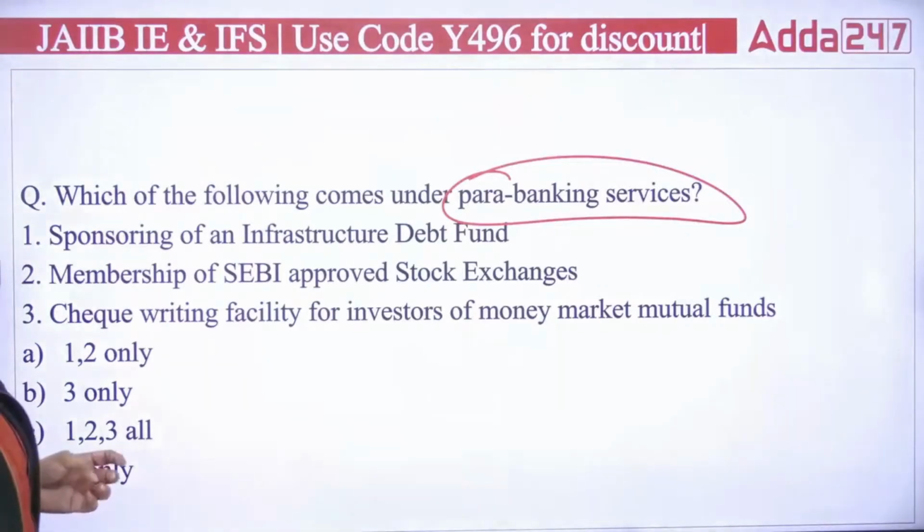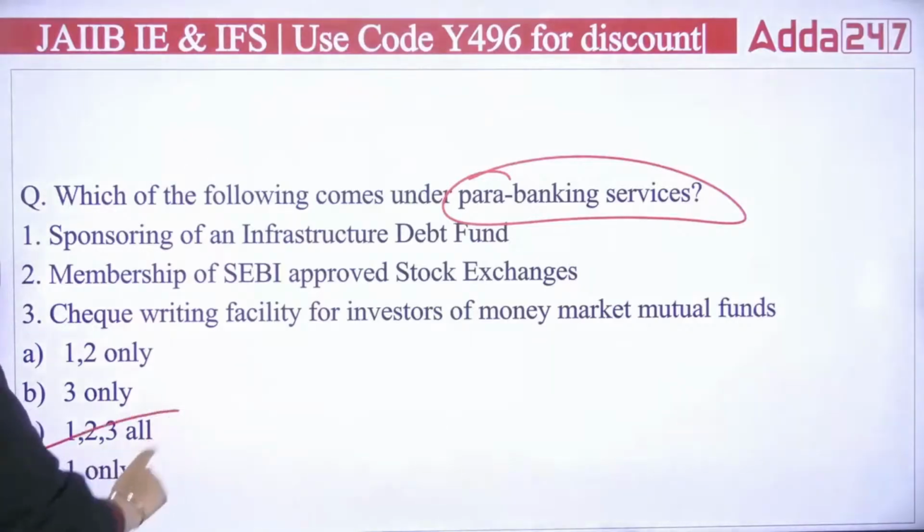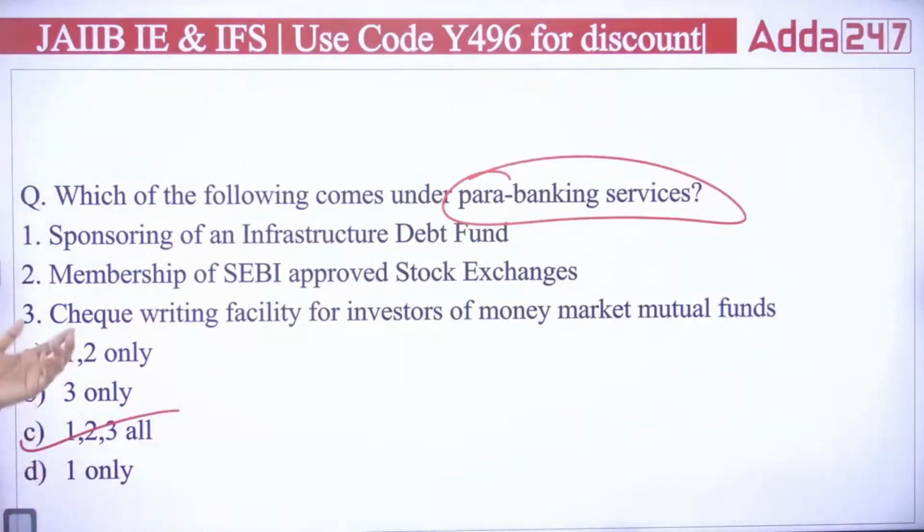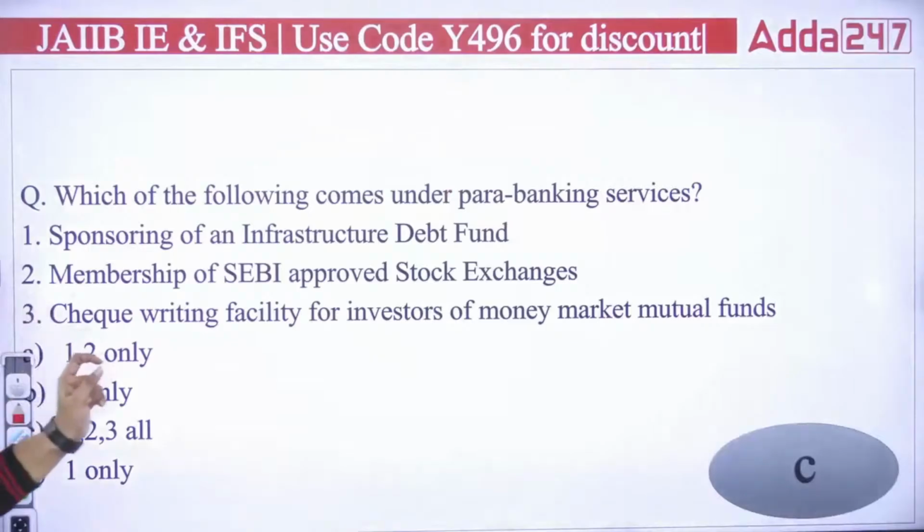Answer will be all of the above. All are provided by the merchant banking, para banking services. They sponsor infrastructure debt fund. They get the membership of SEBI approved stock exchange. They also provide the check writing facility for investors of money market mutual fund. Right answer is C. 1, 2 and 3 all come under the para banking services.